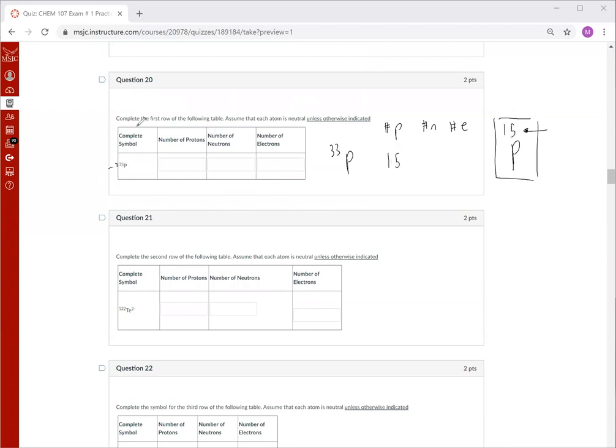This number above phosphorus 33 is the mass number. And we know the mass number is equal to the number of protons plus the number of neutrons. So then, solving for the number of neutrons, we get our mass number. One moment.